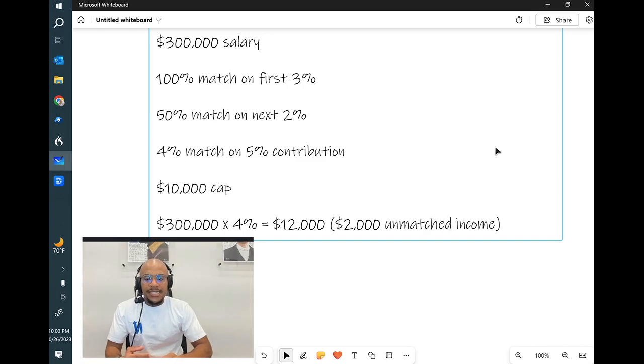So for example, let's say that they have a 100% match on the first 3% of contributions. So if you put in 3% of your pay, they will match dollar for dollar, and they'll put in 3% as a match as well, and they match 50% on the next 2% that you contribute. So essentially, if you put 5% of your dollars aside, they will match at 4%. But on top of this, they put a $10,000 cap.